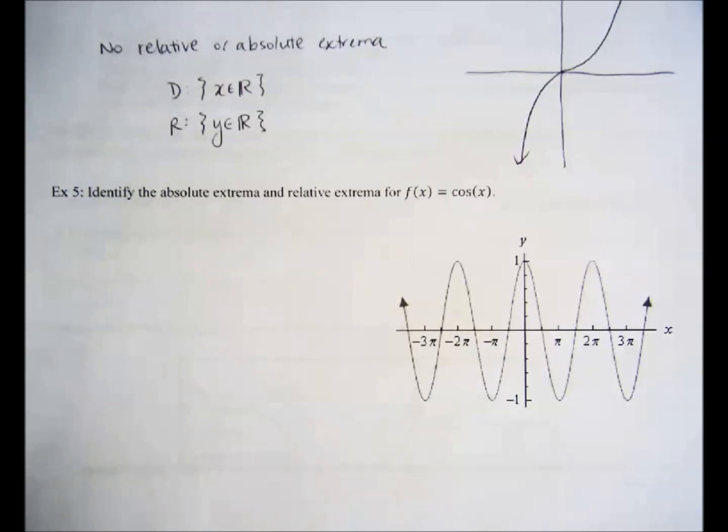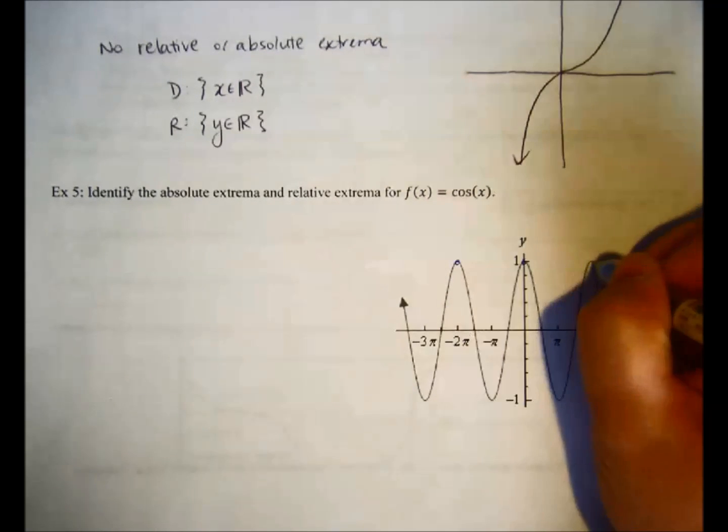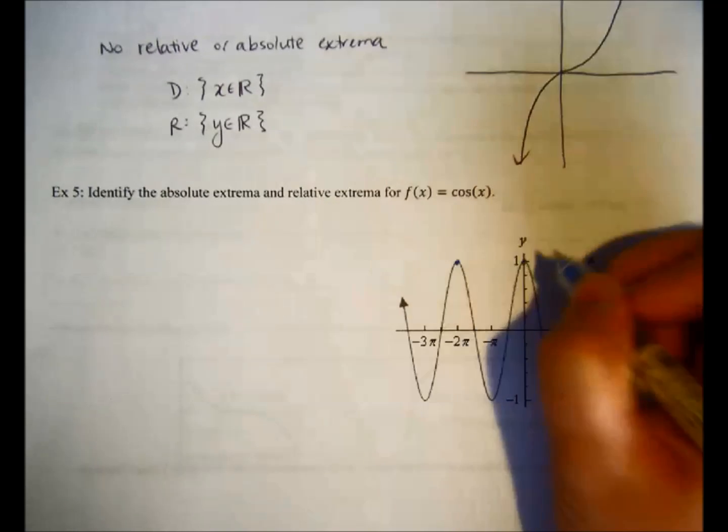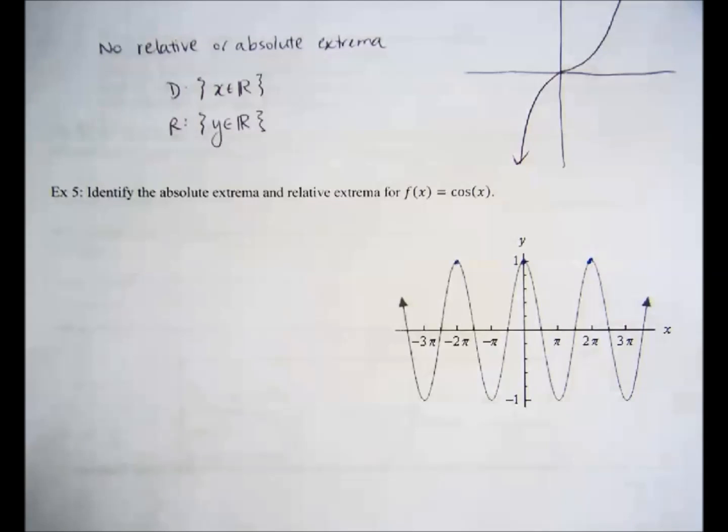So we can see that these points here, here, here, they would be considered the absolute maximum of the function, and at the same time, they would be considered the relative maximums as well, okay, because they're all within open intervals.